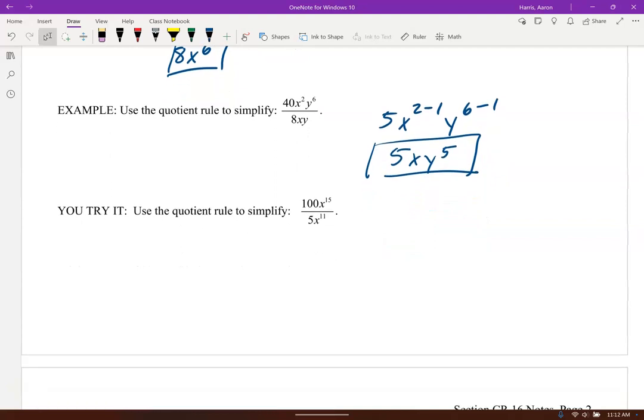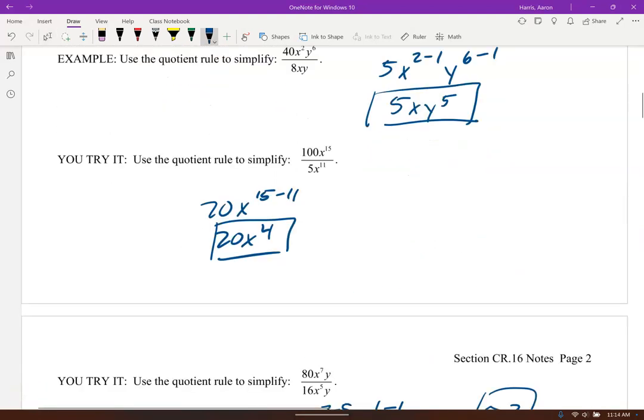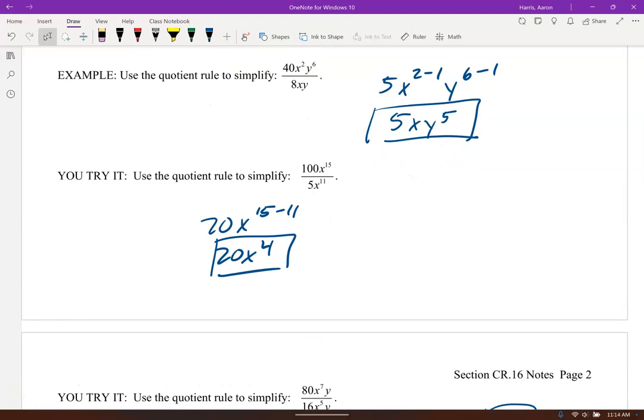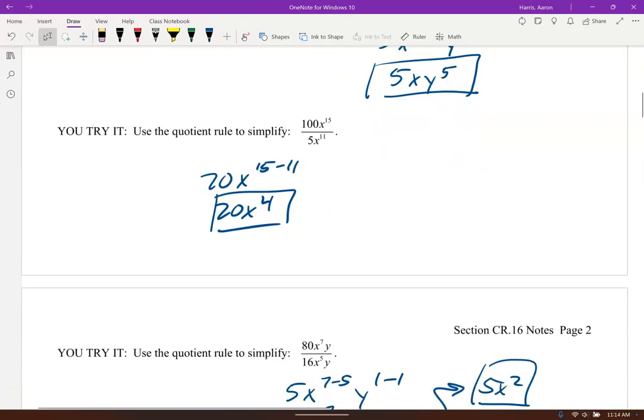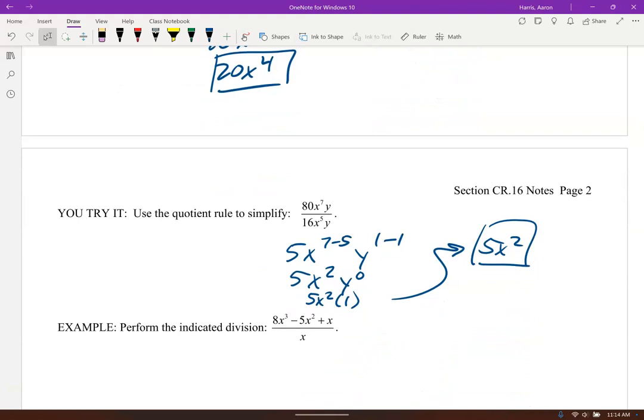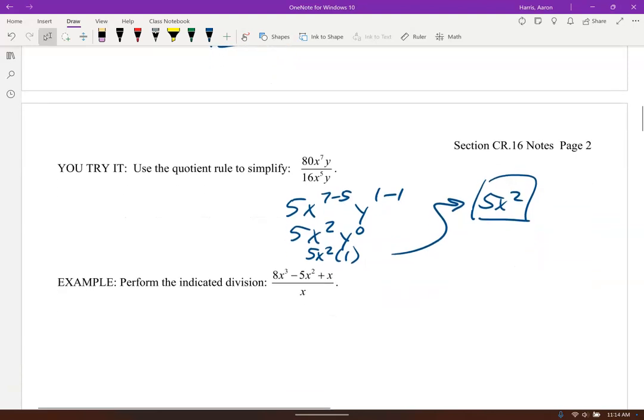Why don't you guys punch that next one into the chat? Go ahead and check that first, you try a problem. Pause if you need to. Here's that second one: 5x squared y to the 0. Anything to the 0 is 1. All right, let's go ahead now and divide by a monomial.